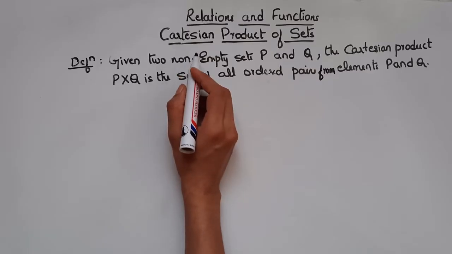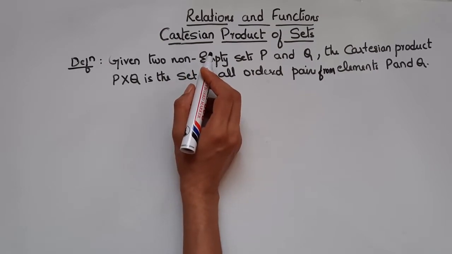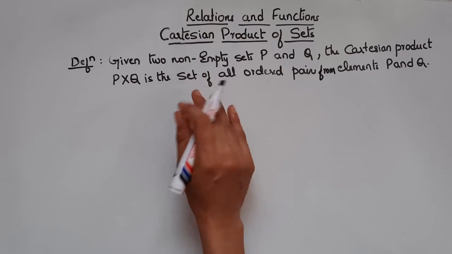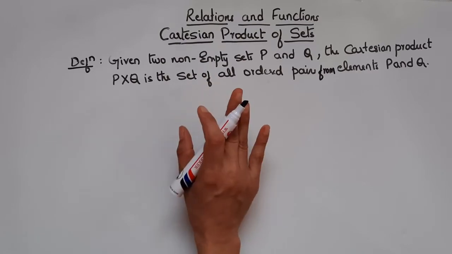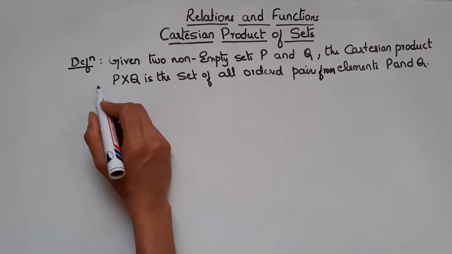So first let's see the definition for Cartesian product of sets. But before that, I hope you all have gone through chapter 1, that is sets, which is actually the base for this chapter. So if you haven't, then first check that chapter and then come back to this. With that being said, let's see the definition for Cartesian product of sets.